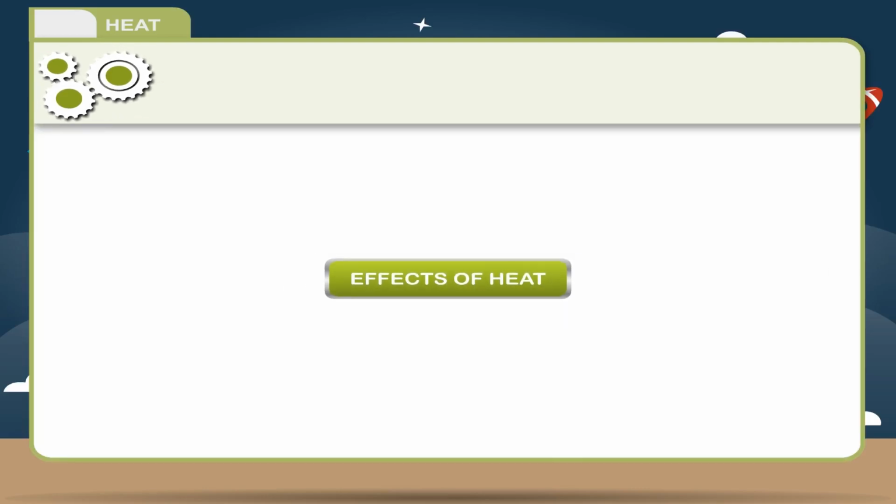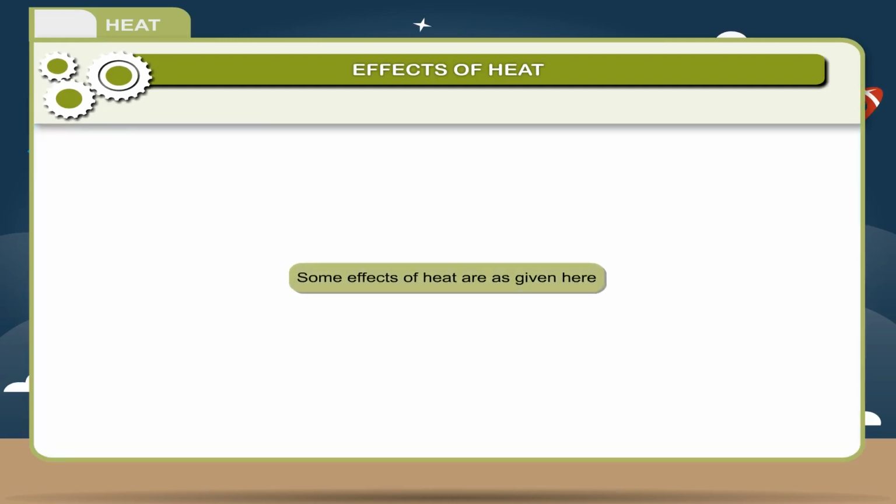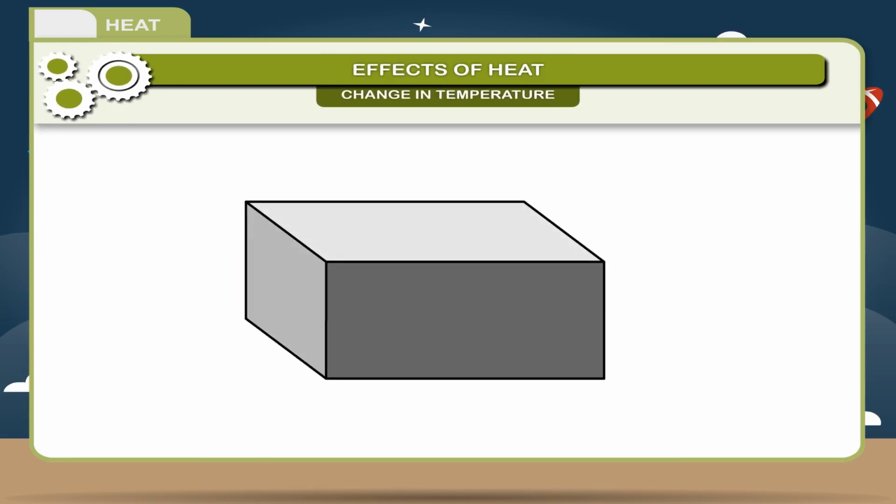Effects of heat. When an object is heated, it undergoes many changes. Some of the effects can be felt and some cannot be. Some effects of heat are given here. Change in temperature. When a body is heated, its temperature rises, which depends upon the amount of heat received by the body from the source of heat.